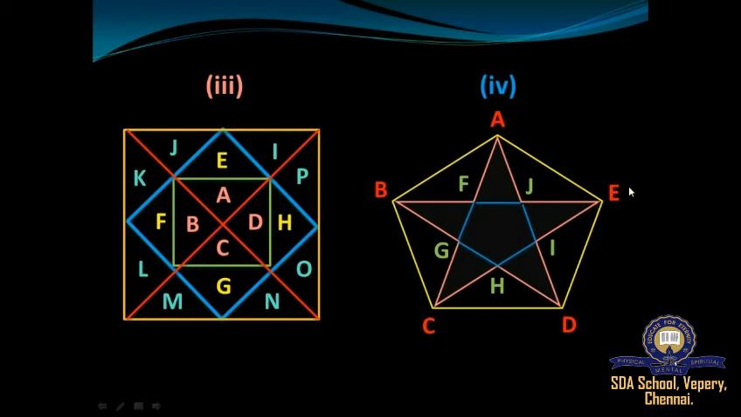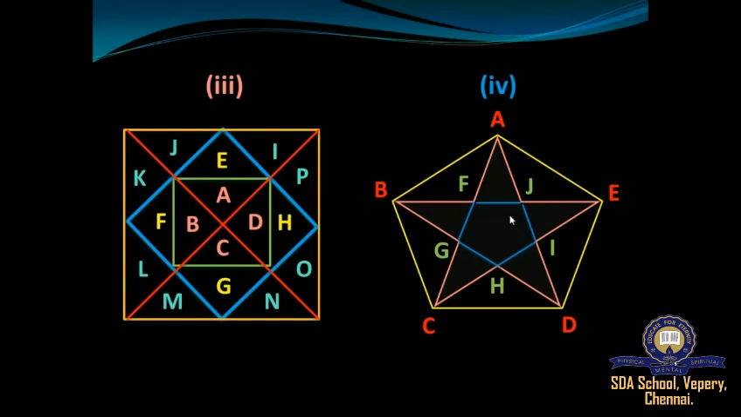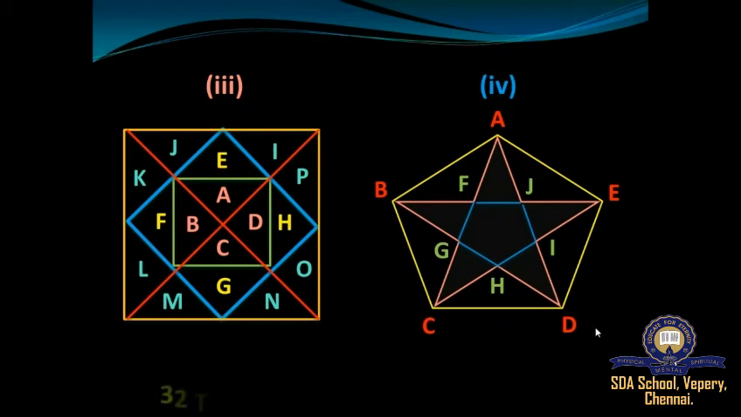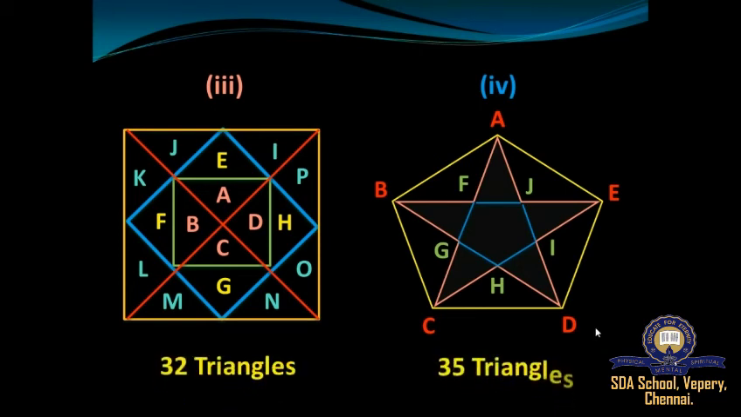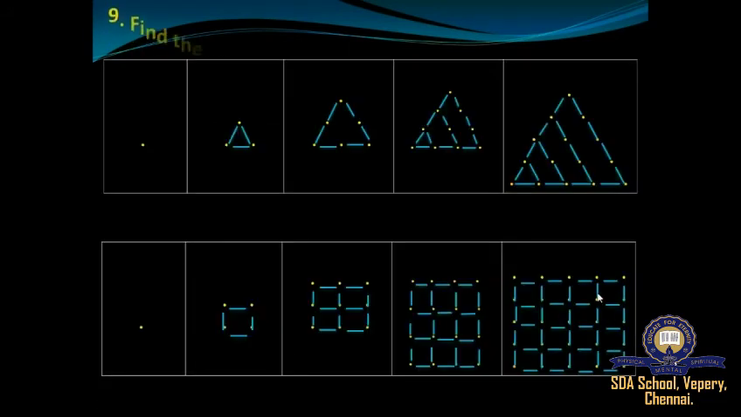BCE, CAD, DBE, ADB, and ACE. These BCE, CAD, DBE, ADB, and ACE form 5 triangles. So totally there are 10 plus 10 plus 10 plus 5, that is, we have 35 triangles in whole. Understood, students? Now I'll move on to the 9th sum.